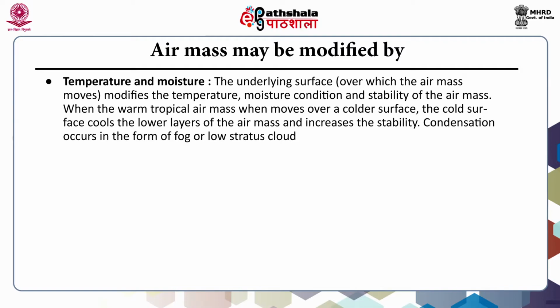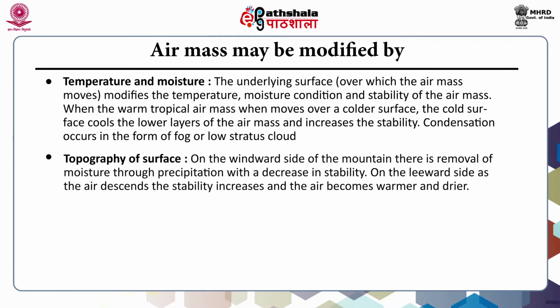of the air mass. When the warm tropical air mass moves over a colder surface, the cold surface cools the lower layers of the air mass and increases the stability. The condensation occurs in the form of fog or low stratus cloud. The second factor is the topography of the surface.